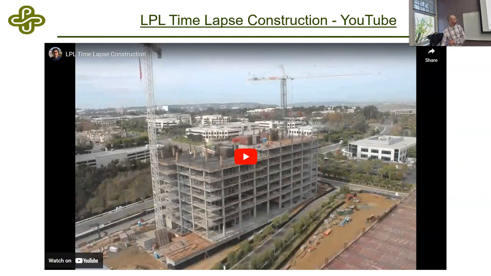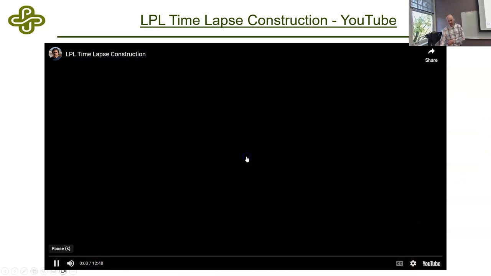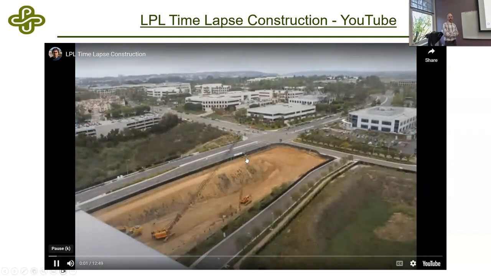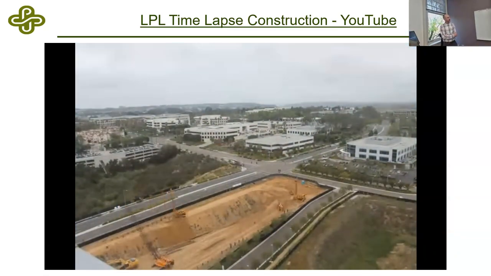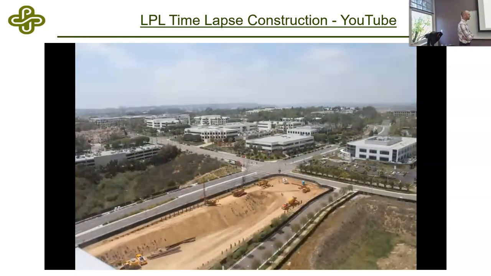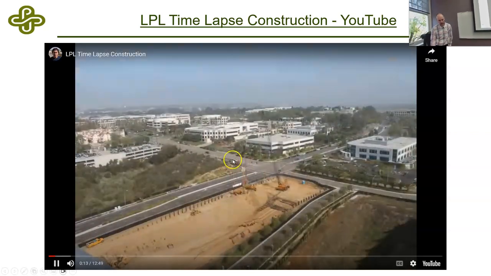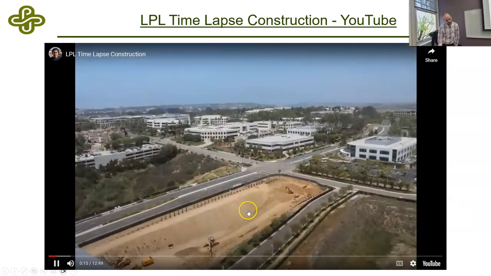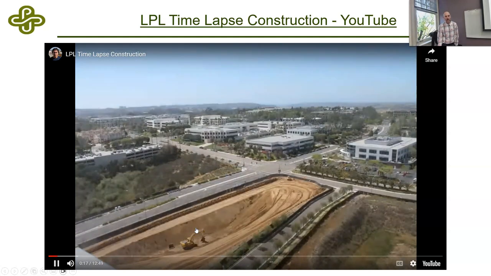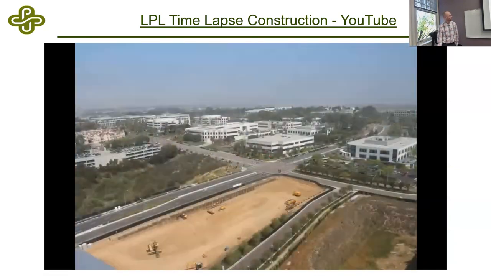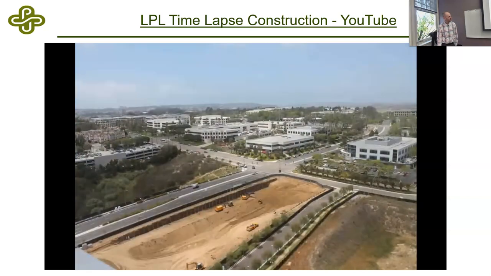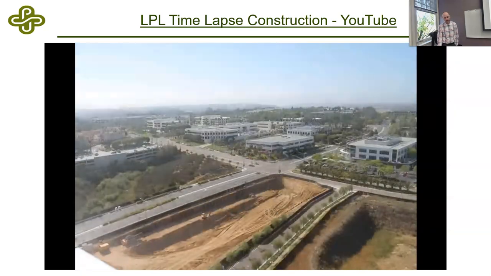So before I dig into some specific examples, I just wanted to jump through a video showing how a project can go from ground up to the top and some of the typical activities that occur. This is a time-lapse video. I'm going to jump forward because it's 12 minutes long. Here you can see the first stage is just earthwork, right? You've got to dig down. Often you've got some parking or lower below ground activities, and you have to get down to the bottom of the hole.